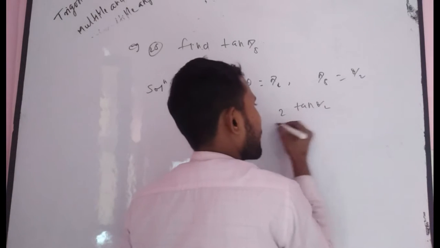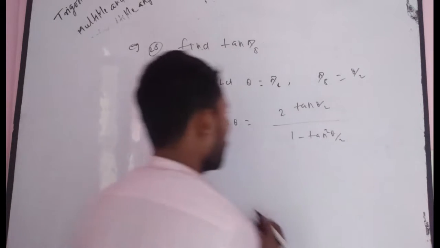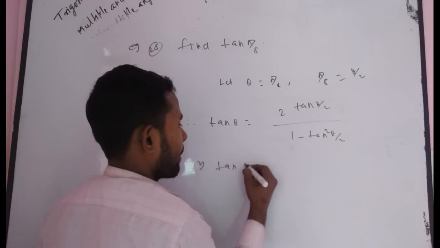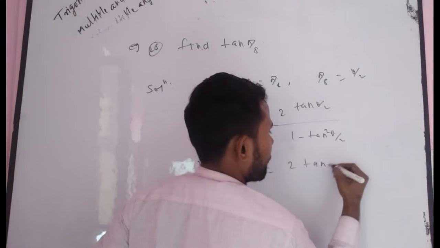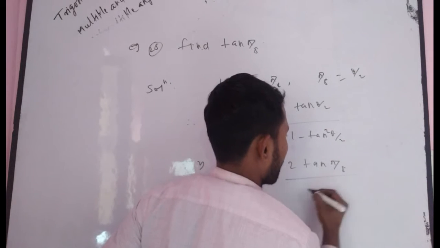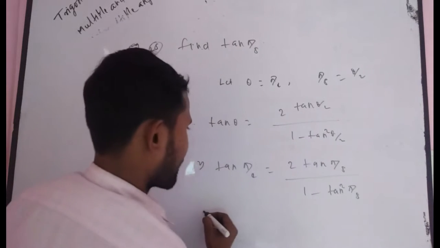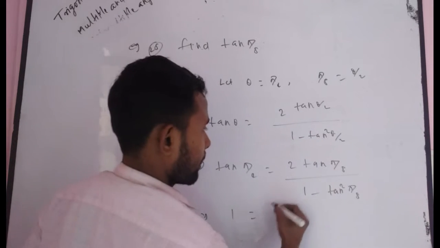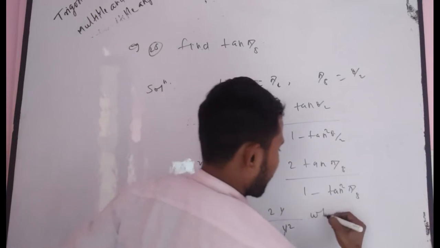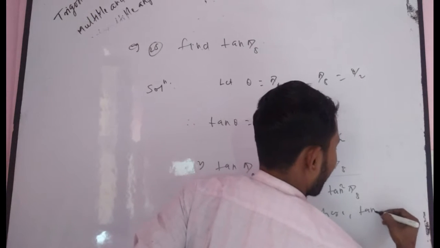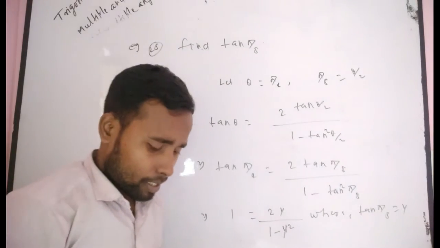As you know, tan theta is equal to 2 tan theta by 2 divided by 1 minus tan square theta by 2. Here theta is equal to pi by 4. So can you write tan pi by 4 is equal to 2 tan pi by 8 divided by 1 minus tan square pi by 8. That implies 1 is equal to 2y divided by 1 minus y square, where tan pi by 8 is equal to y. I supposed it simply.